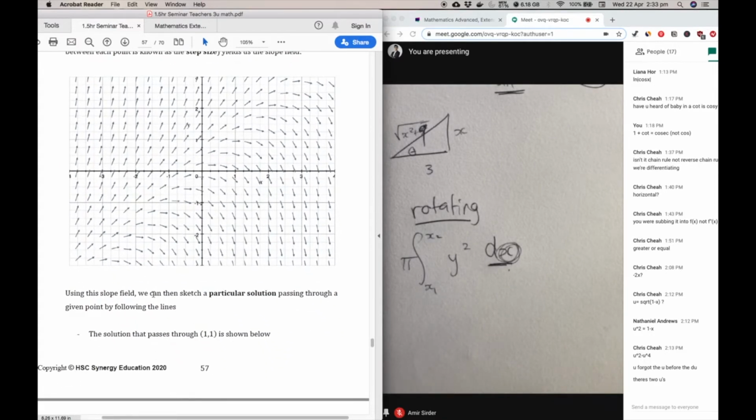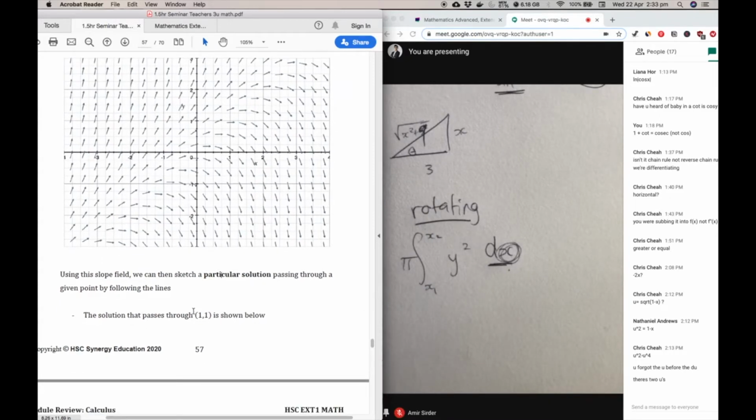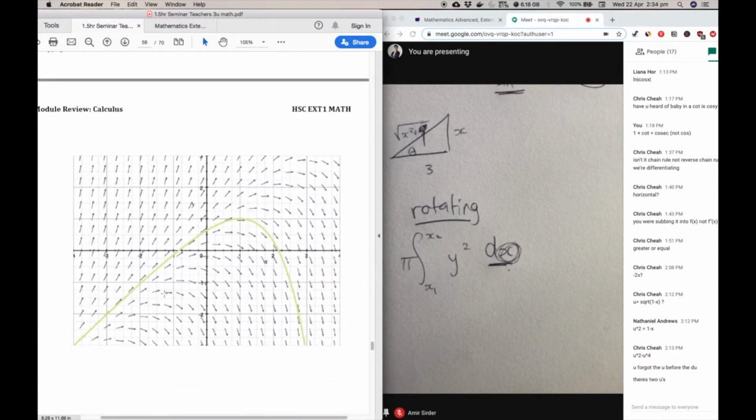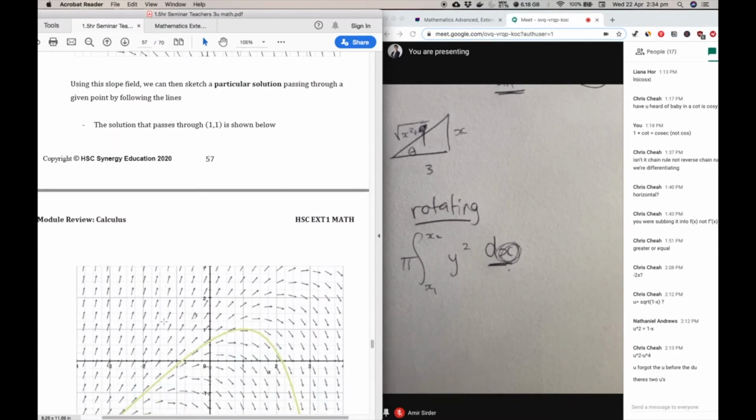Using the slope field, we can sketch a particular solution passing through a given point. So now we can actually sketch solutions. To sketch a solution, we need to pick a point. So let's say (1, 1). We get (1, 1), which is here, and we just follow the lines, if we were to follow those arrows. You can see it goes along this way, curves down, goes straight down here, and then curves up a little bit across like this. So we can draw that, and we can see a particular solution that goes through (1, 1) looks like this green line over here. So that's how you can use slope fields.